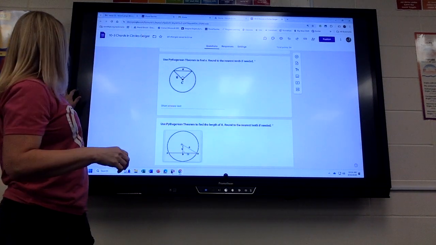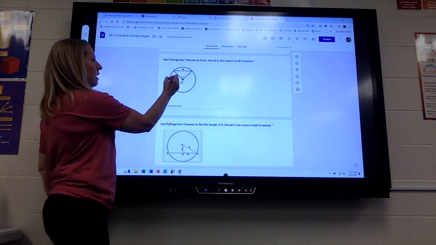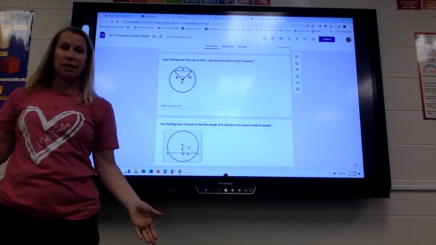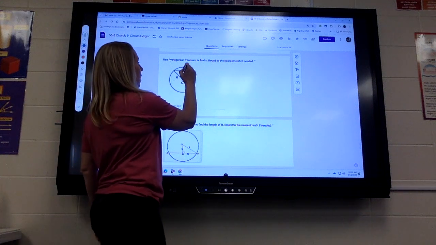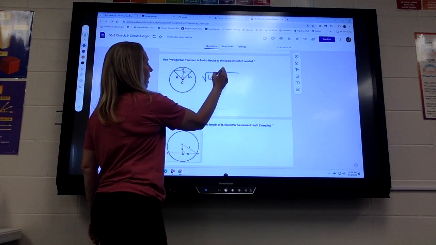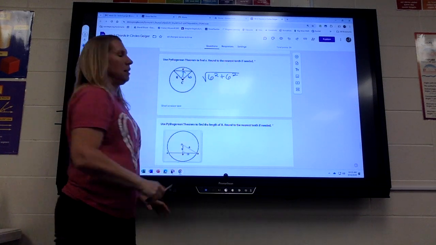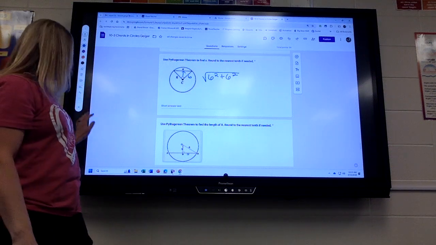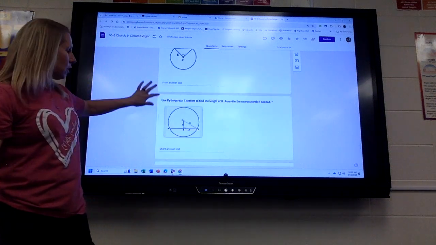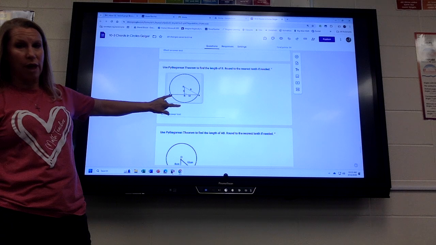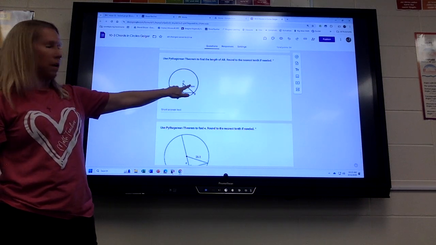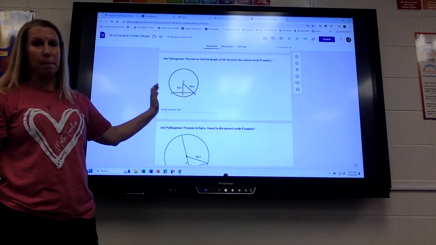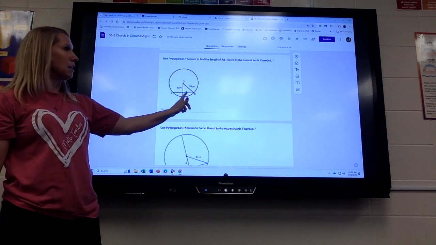And this one, if this radius is 6, that means this radius is 6 because all the radii in a circle are the same. So we do not know the hypotenuse, so you would add 6 squared plus 6 squared. This one you do not know the hypotenuse, so add 5 squared plus 12 squared. This one you know the hypotenuse, so subtract 10 squared minus 6 squared, and then you'll have to times it by 2.